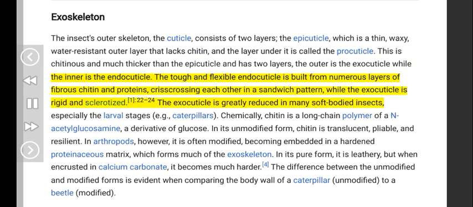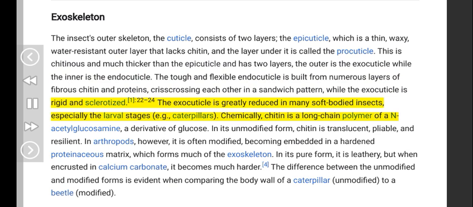The tough and flexible endocuticle is built from numerous layers of fibrous chitin and proteins, crisscrossing each other in a sandwich pattern, while the exocuticle is rigid and sclerotized. The exocuticle is greatly reduced in many soft-bodied insects, especially the larval stages, e.g., caterpillars.